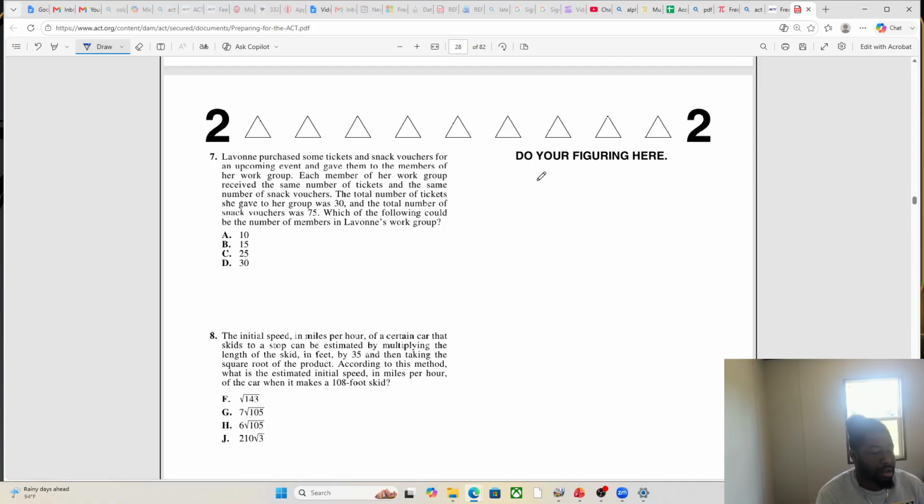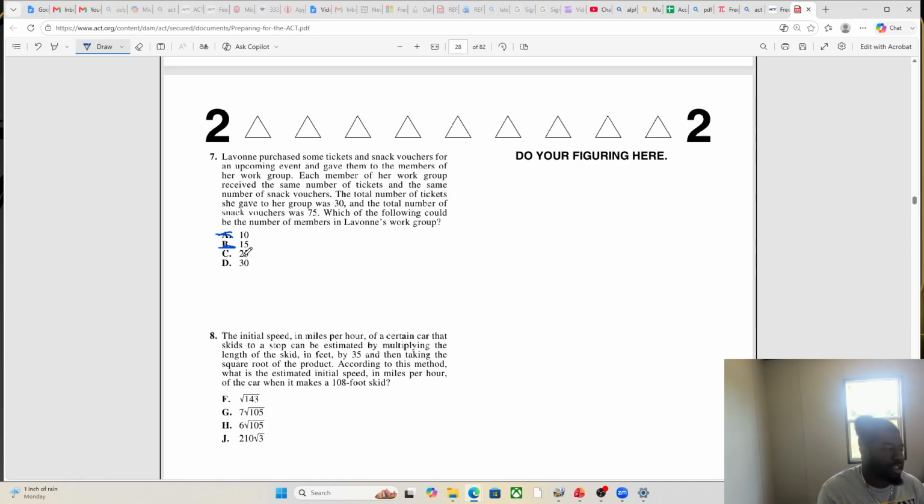Which of the following could be the number of members in LaVon's work group? All right, if everyone got an even number of snack vouchers and tickets, that means the number of people in the group can be divided evenly into the number of tickets and snack vouchers. So what number can be divided into 30 and 75? 10 goes into 30, but 10 can't go into 75 evenly. 15 can go into 30, yep, and 30 divided by 15 is 2. 75 divided by 15 is 5. So obviously that's our answer.